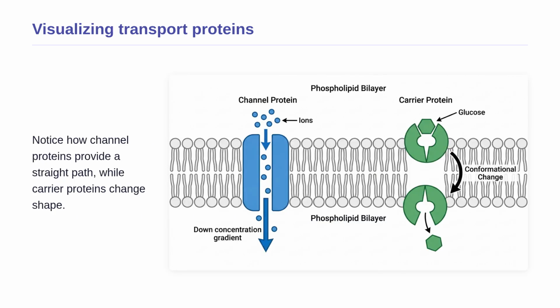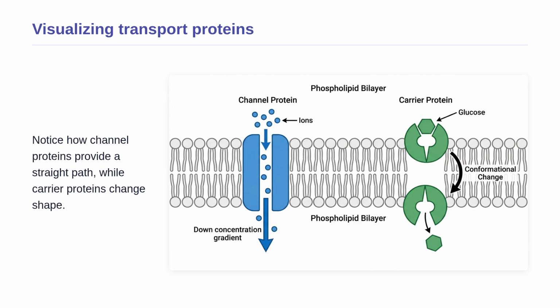Let us look at this visually to make it perfectly clear. On the screen, you see the cell membrane, represented by the phospholipid bilayer. On the left is a channel protein. Notice how it forms a simple, straight pore. The small blue ions are flowing directly through it, moving down their concentration gradient from top to bottom.